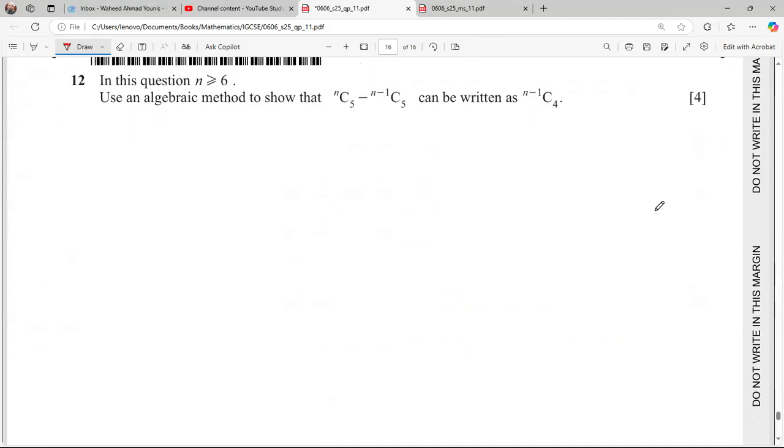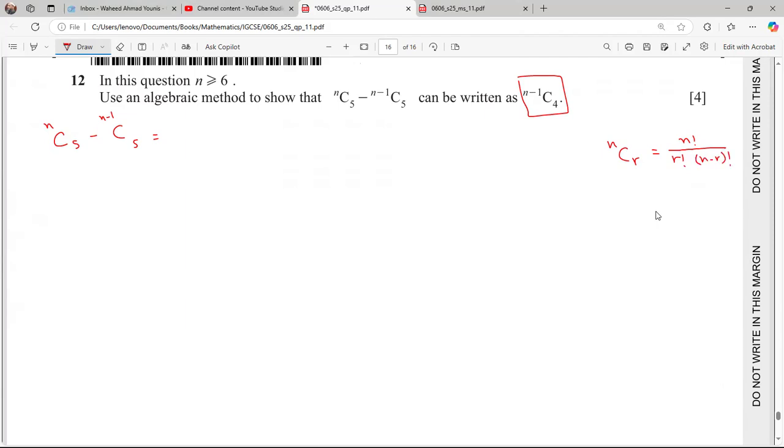Okay, this is a little tricky, or a little interesting question, and this is the last question of this part. We need to evaluate or simplify this expression: nC5 minus (n minus 1)C5, it has to be equal to this expression. Remember the formula for nCr, it was n factorial over r factorial into n minus r factorial.